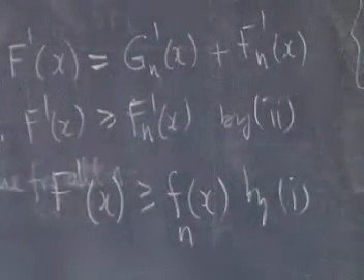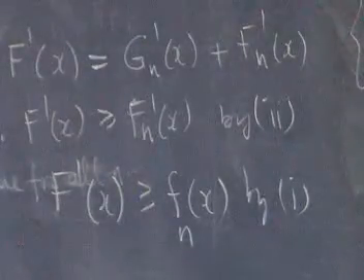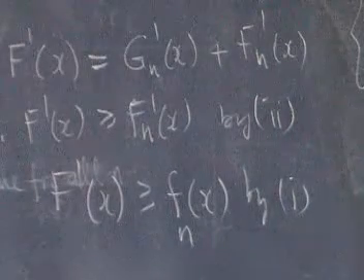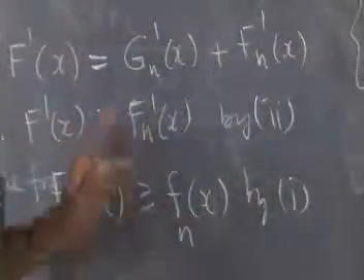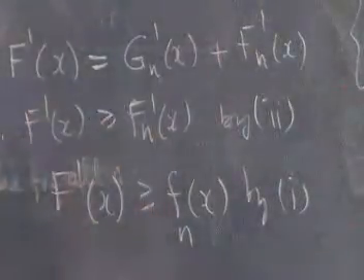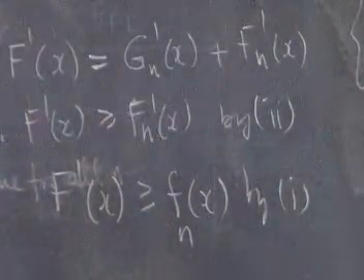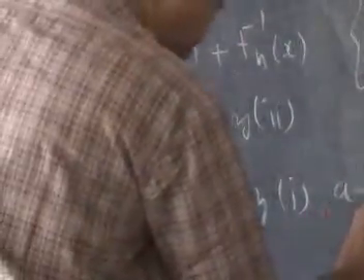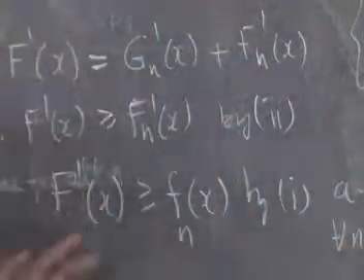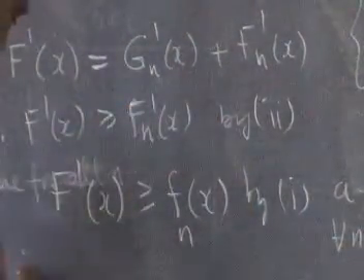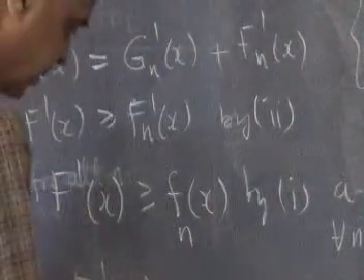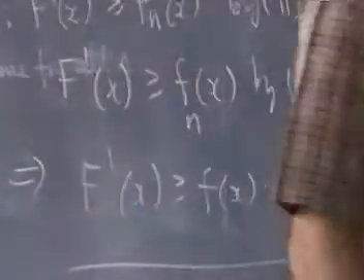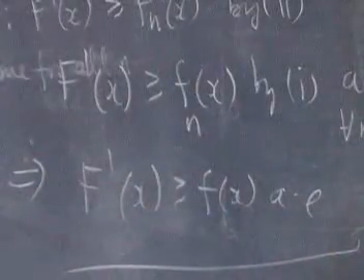Because by countable subadditivity, mu of the union is less than or equal to the sum of mu of each, but each one of them is 0. So here I have to do it for each n. So for each n I am throwing away a set of measure 0, but only a countable number of them, and so I am throwing away eventually a set of measure 0. So F prime is greater than or equal to f_n almost everywhere for every n. And f_n converges to f, therefore F prime(x) is greater than or equal to f(x). Okay, what does that tell us?